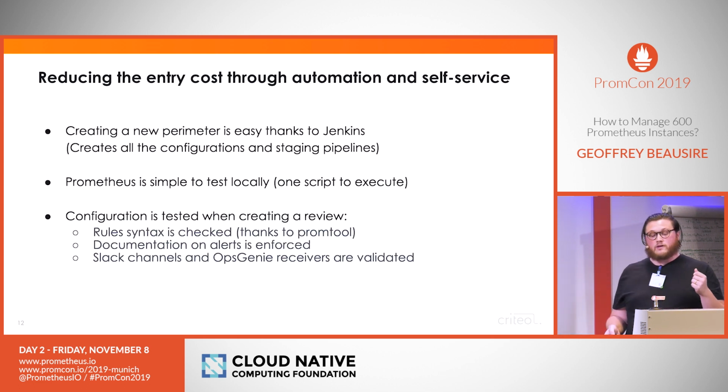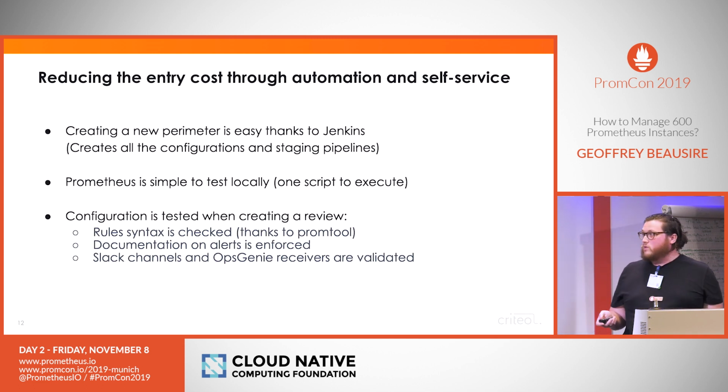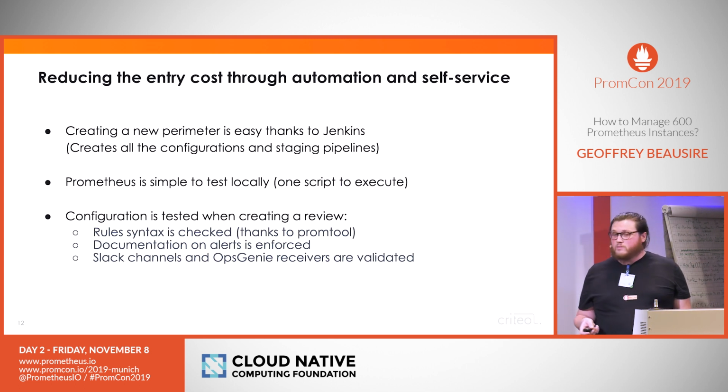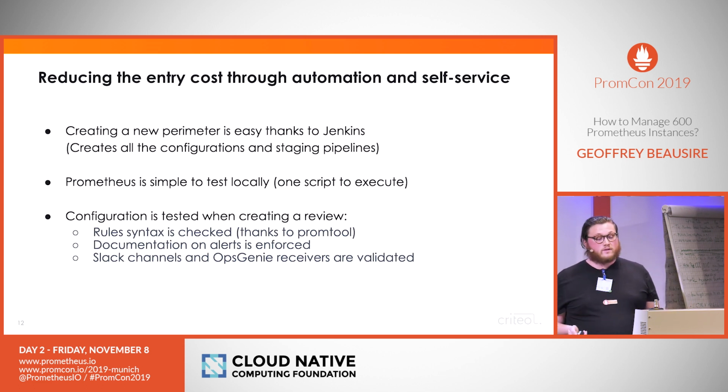We also use a lot of automation and self-service, basically for creating a new parameter. So the Mesos configuration, the pipelining for CI, and the Prometheus placeholder, it's done by one simple job in Jenkins. Prometheus is simple to test locally. Basically, we have Windows, Mac, and Linux, so we can do it very easily.